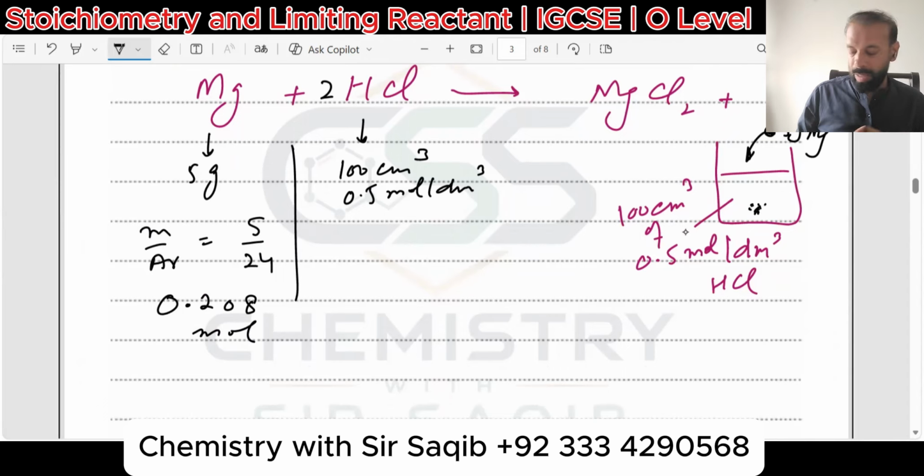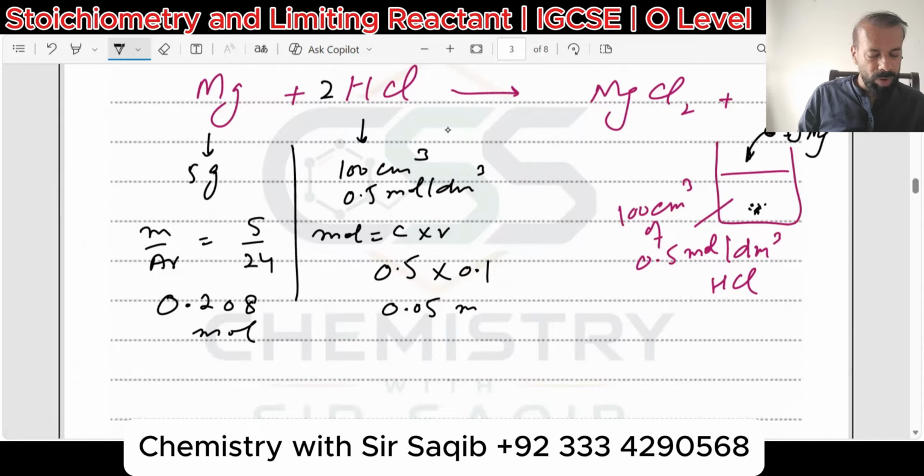And what are the moles of HCl? So HCl mole is equal to C times V. C is 0.5. What is the volume? Volume is 100, but convert this into dm cube. It is 0.1. So 0.5 into 0.1 is equal to 0.05 mole.